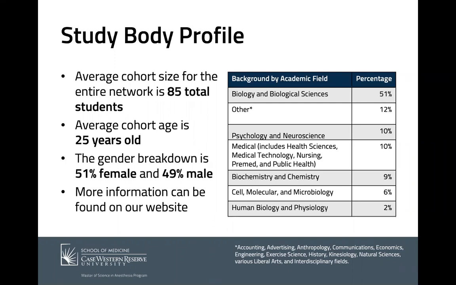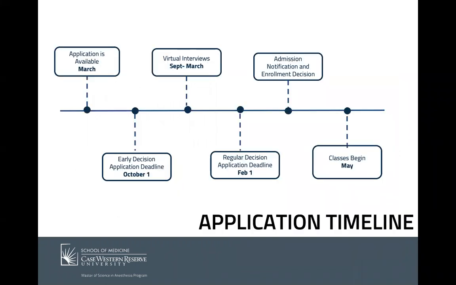With that, Logan, did you want to hit some of the application deadlines? Yeah, I will take over. So each year our application is available in March. So you can start filling out the application, and our first deadline that you want to look for is October 1, which is our early decision deadline, and then our regular decision deadline is February 1. In between those two dates, we have rolling admissions. So September to March, we will pull your application to interview you.